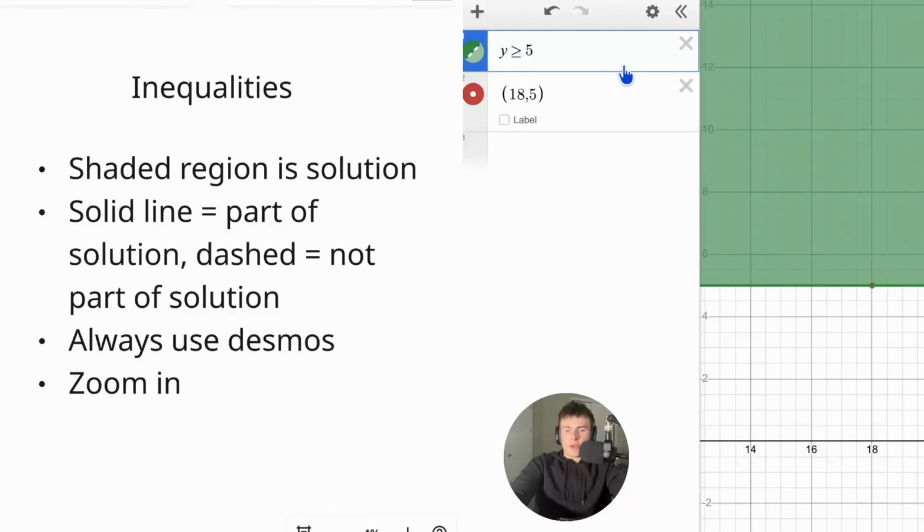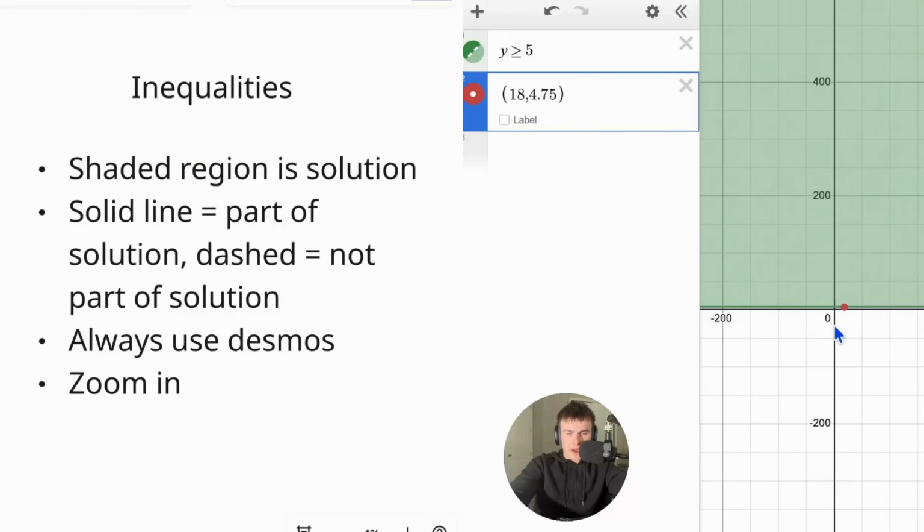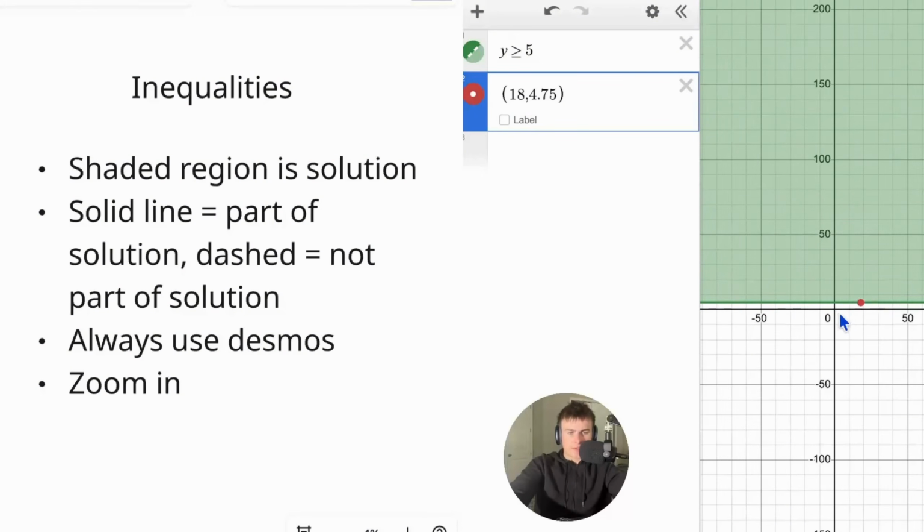Now, that's about it. Always use Desmos and make sure to zoom in. I see a lot of people who just look at the question. Maybe, let's say you have something like this. And you're zoomed out here. Let's say you have 18 and then, I don't know, 4.75. And if you're zoomed out, that looks like it's in the line, honestly. It looks like on the line pretty easily.